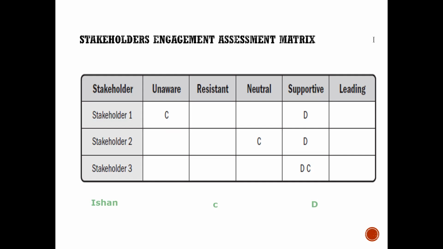Now tell me, is it important or not? Is this mapping important? And how to achieve this? In order to understand how to achieve this, we have to create a stakeholder management plan.